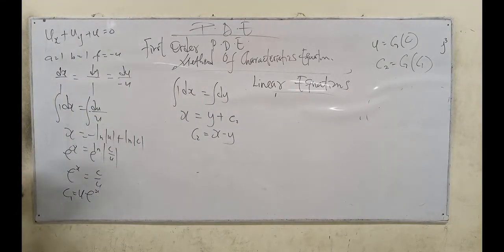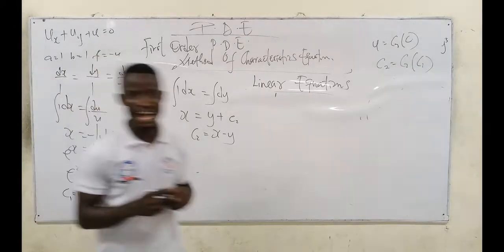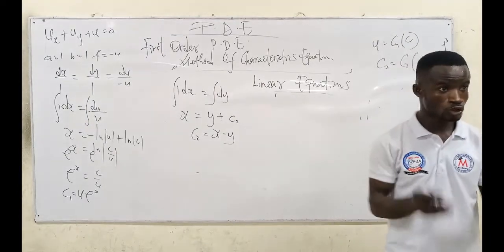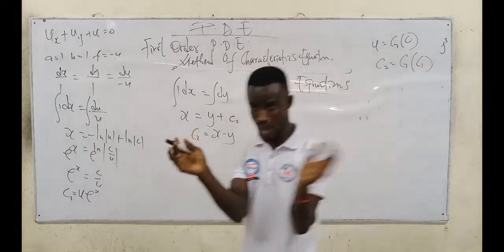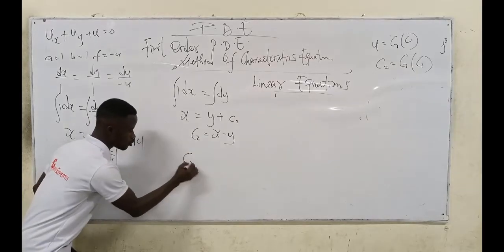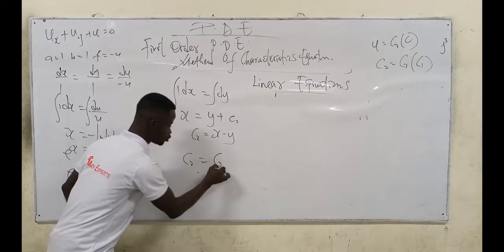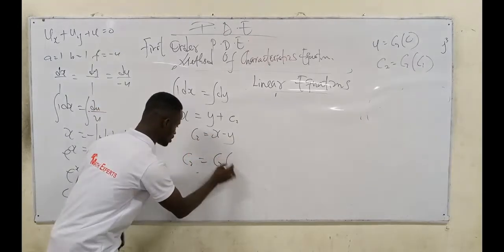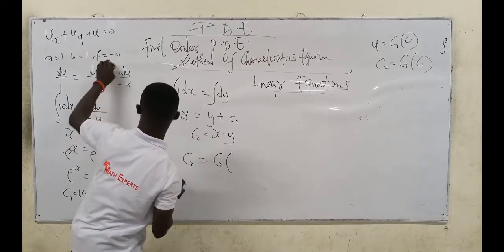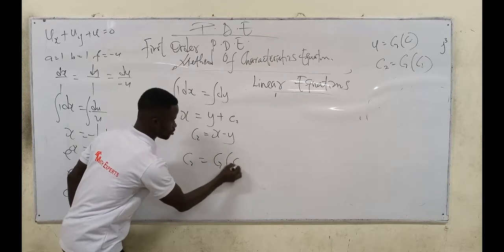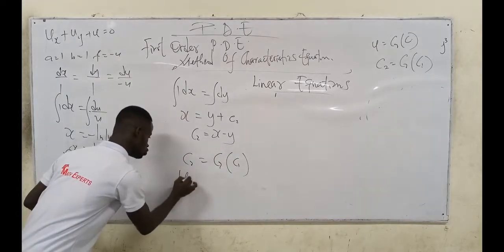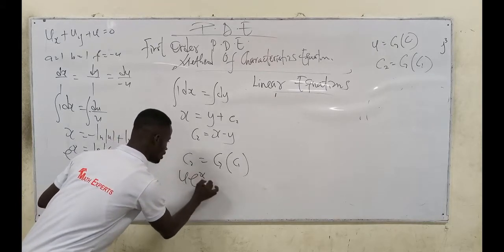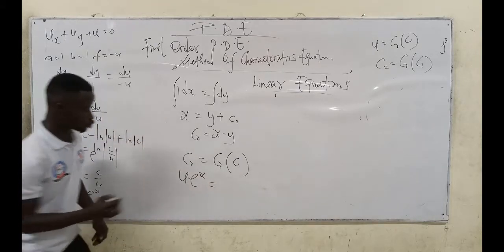Well, so now that we have C1 and C2, the idea is that we have two solutions here, right? So we have to combine to get only one general solution. So with the combining, we have to do this. You can use F depending on. And somebody is saying because of F, you shouldn't use F, no problem. So what is C2? U e to the power x equal to C1.